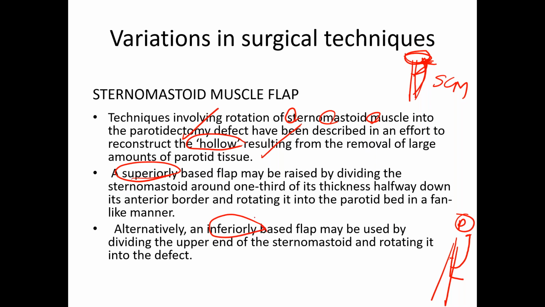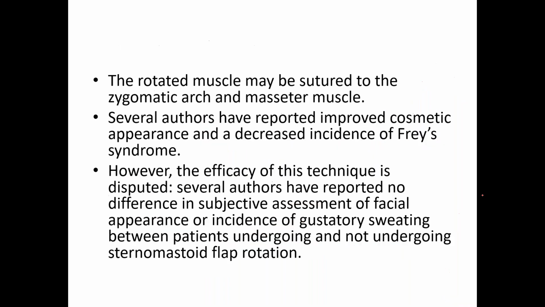Sometimes an inferiorly based flap also can be used by dividing the upper end of the sternocleidomastoid and rotating it into the defect. So the upper end can be divided or the lower end can be divided. The inferiorly based flap is used by dividing the upper end and rotating it towards the parotidectomy defect. The rotated muscle is sutured to the zygomatic arch and masseter muscle.